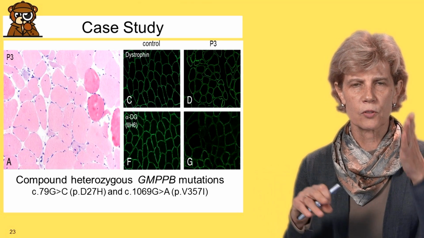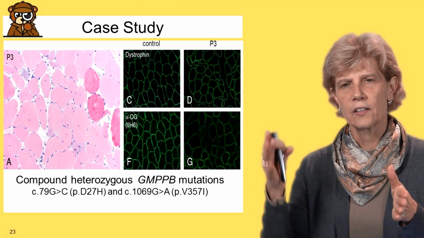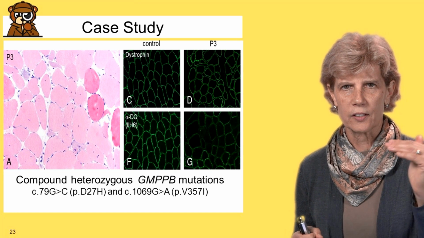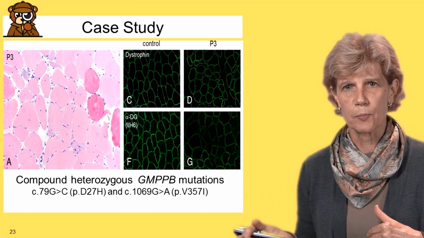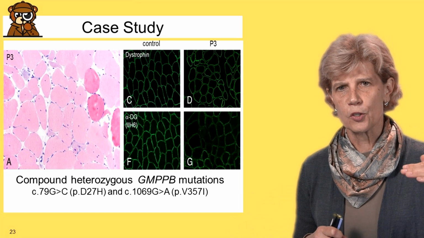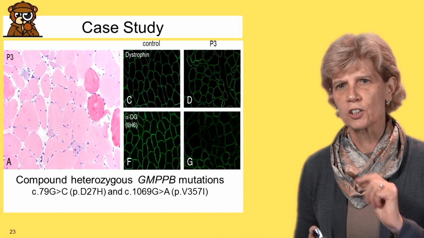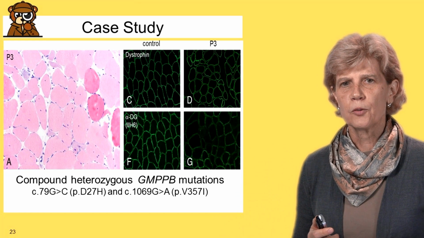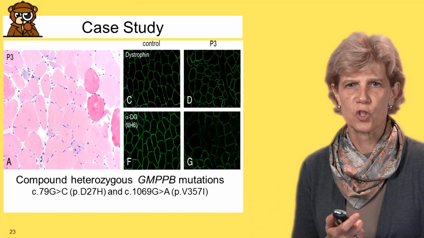In this case, again, the first immunostaining column is the control. The second immunostaining column is the patient. The top layer is dystrophin staining, and that is normal in both the control and the patient. And then a stain for glycosylated alpha-dystroglycan is on the bottom panel, and you can see again in the patient that there is a patchy loss of glycosylation of alpha-dystroglycan. And he is a compound heterozygote for mutations in GMPPB.